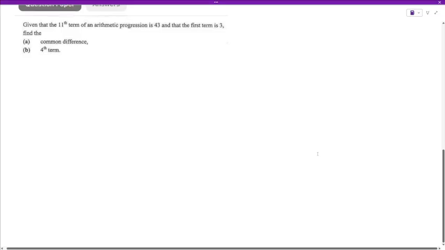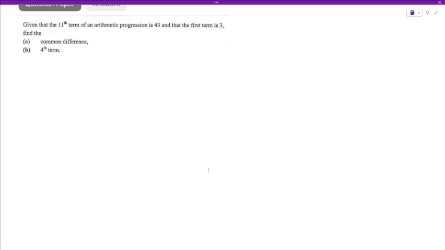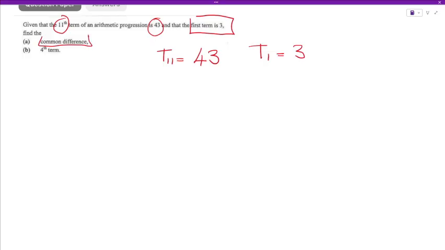So this one says, given that the 11th term of an arithmetic progression is 43 and that the first term is 3, find the common difference. So now what you notice here is that they have given you distant terms. They are saying that the 11th term of an AP is 43. Term number 11 is equal to what? 43. And then the first term, term number 1, is equal to what? 3. Find the common difference.